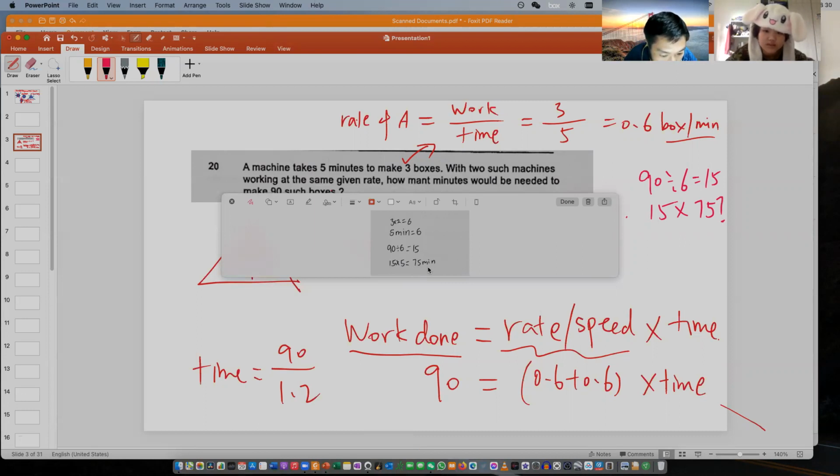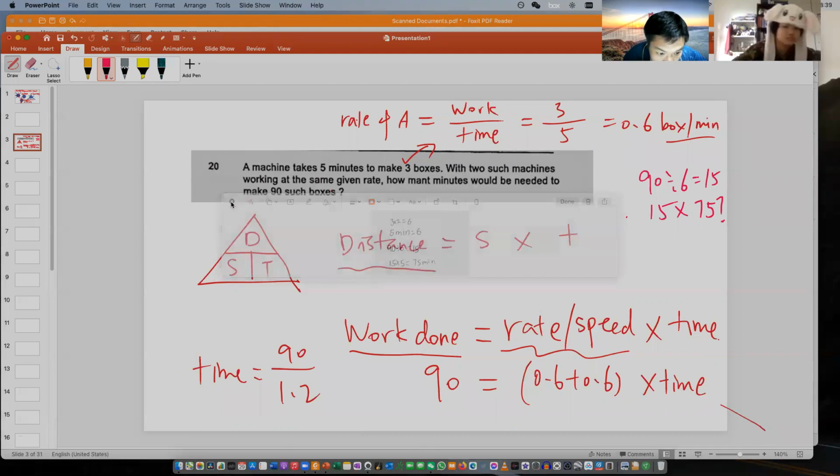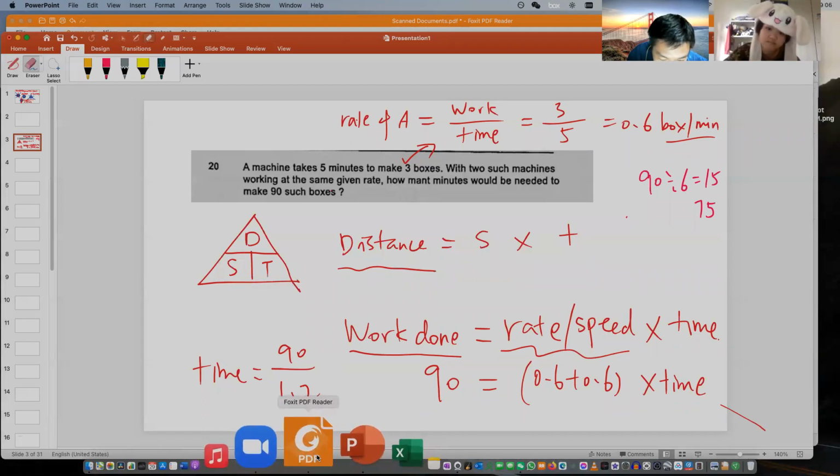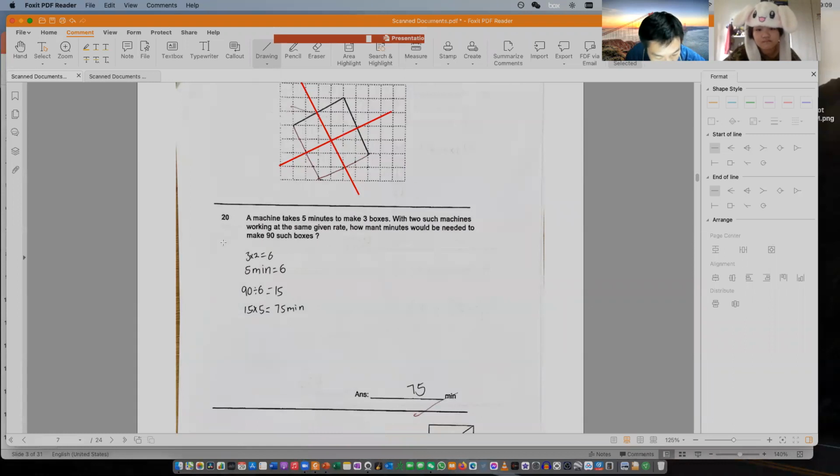Can you help me out? 90 divided by 1.2. Okay, good. So your answer and my answer are the same: 90 divided by 1.2 equals 75. We both have the same answers, right? You agree? But it seems to me the way we do it is slightly different. That's why I want to focus on the concept, not so much on the answer.